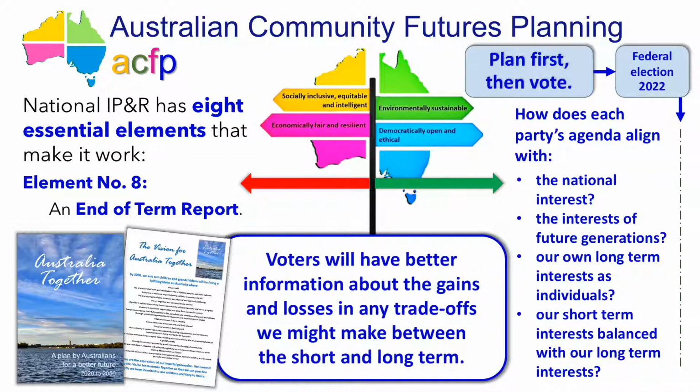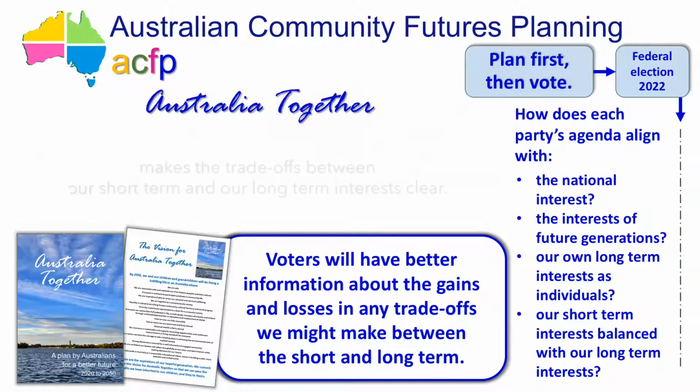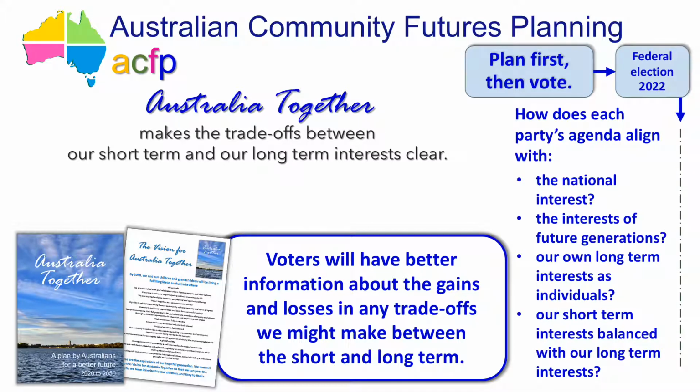It gives us the ability to consider what the real trade-offs are between short and long-term interests, because there is almost always a trade-off. And politicians work very hard in election campaigns to stop us thinking about what that trade-off really is. But Australia Together makes the trade-offs clear.